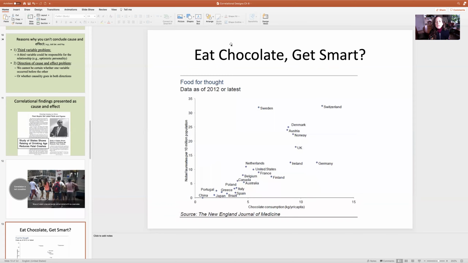Same here, we've got eat chocolate, get smart. This shows chocolate consumption, and it shows the Nobel laureates in these populations. Well, in Switzerland, they're eating a lot of chocolate, and they've got a lot of Nobel laureates. Does that mean that chocolate causes you to be smart? Of course not. There are many, many differences between these countries besides the eating of chocolate that could cause that difference.